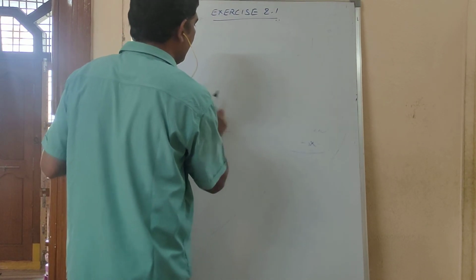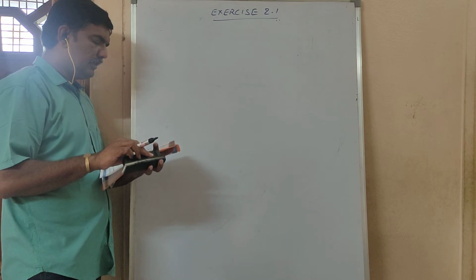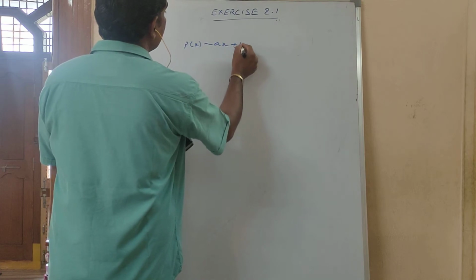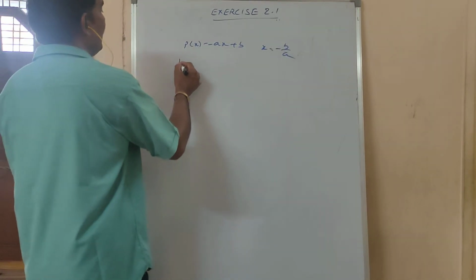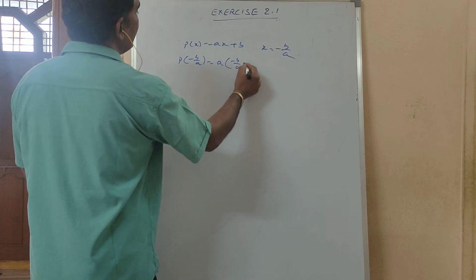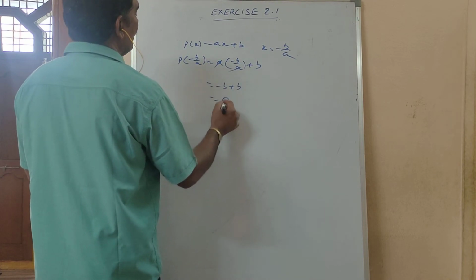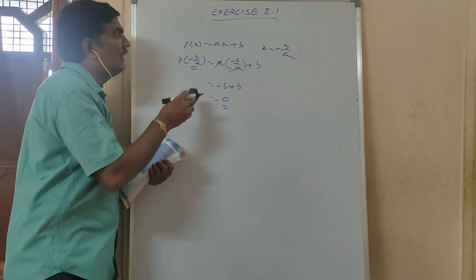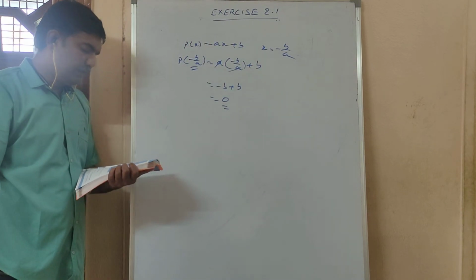Here the polynomial is given, and the number is given. What you have to do is simply substitute that number in the equation. Now p of x is equal to ax plus b, and in place of x he has given minus b by a. So p of minus b by a: in place of x write minus b by a, plus b. The a cancels, minus b plus b is 0. You got 0, which means minus b by a is a 0 of the polynomial. You have to write x is equal to minus b by a is a 0 of the polynomial p of x is equal to ax plus b.